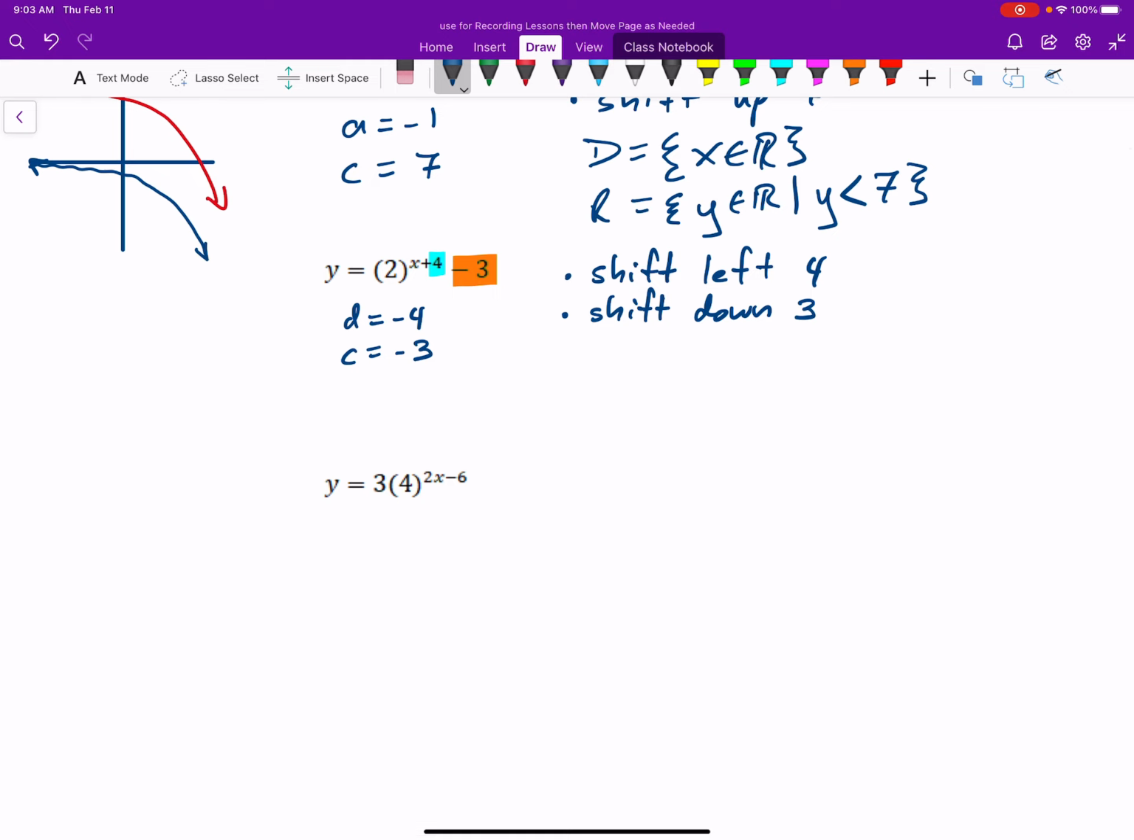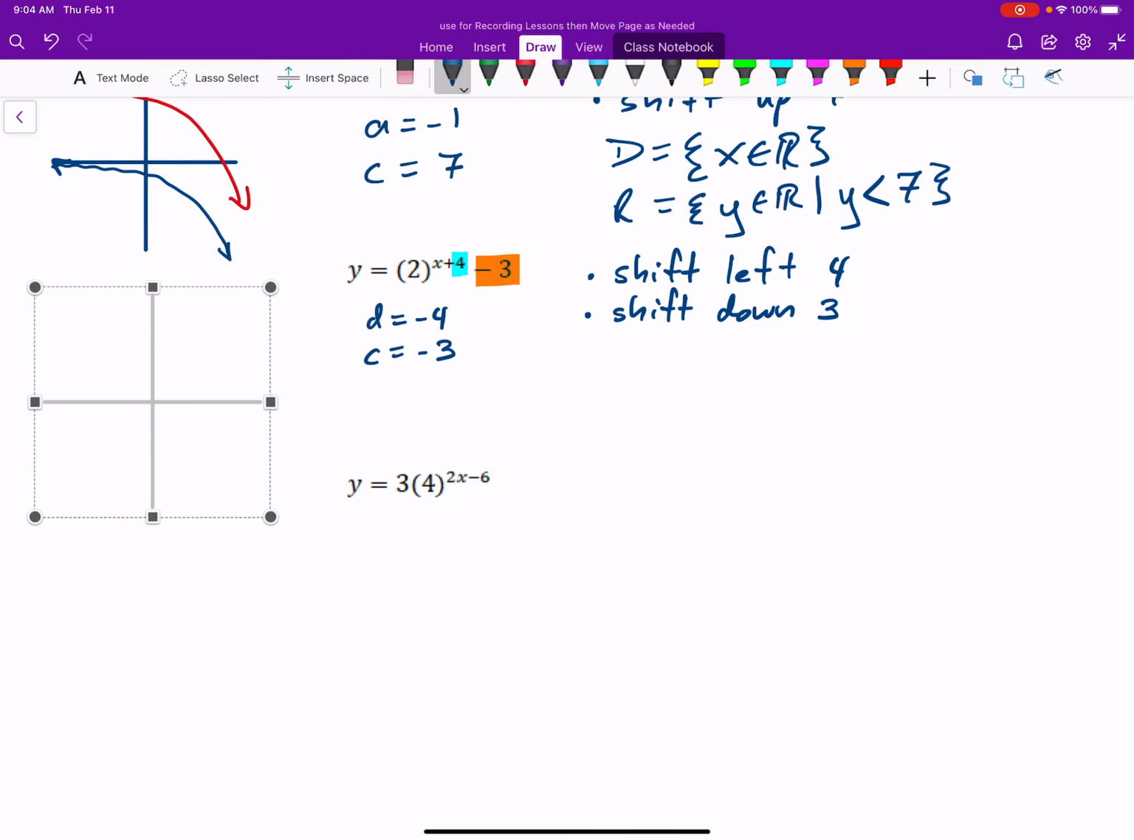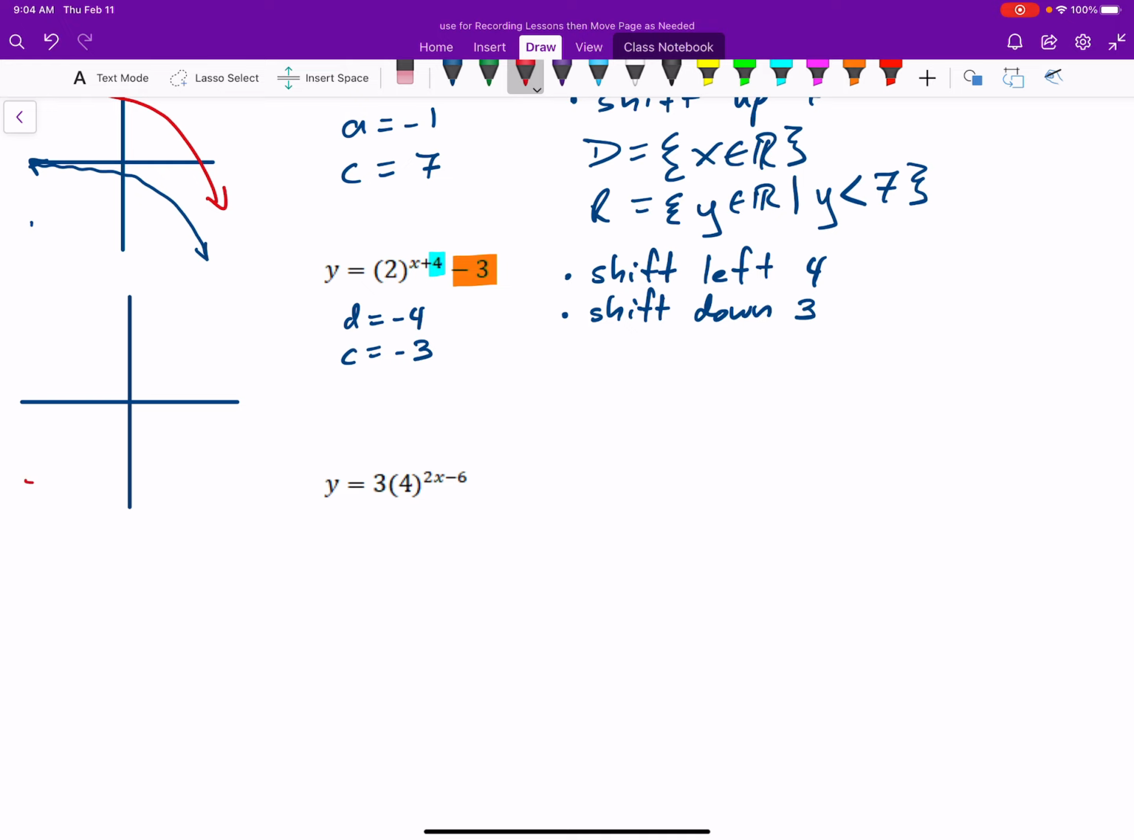As far as the domain goes, let's do a quick sketch again. Picture the parent function. What happens if I take the parent function, shift it left 4? Well, now everything's gone over to the left, and it's gone down 3. So we have a new horizontal asymptote at -4. And everything shifted to the left a bit. This is just a very rough sketch, but it gives you the idea of what's going on in general. The domain is all real numbers. Even though my sketch doesn't show it going all the way to the right, if I go far enough out, it's definitely going to keep going out to the right forever.